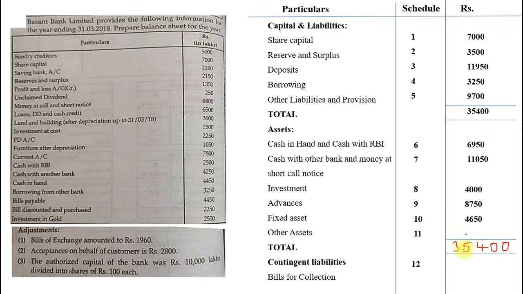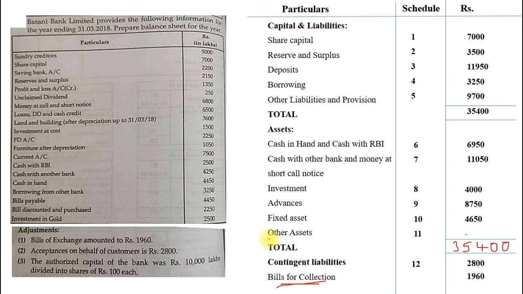Okay. Now, what are the two things which are pending? Bill of exchange amount is nothing but bill for collection and acceptance on behalf of customer. On behalf of customer, you have taken some acceptance. So that is a liability, but since it is an adjustment, it will come under contingent liability. So we have a contingent liability of 2,800 and bill for collection we have amount 1960, which doesn't come under the totals.